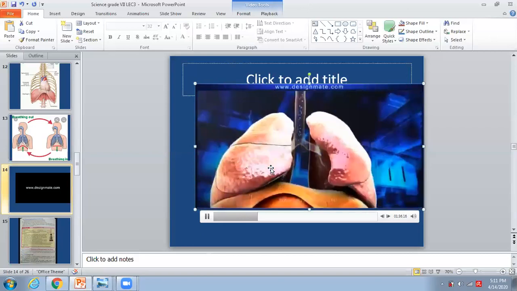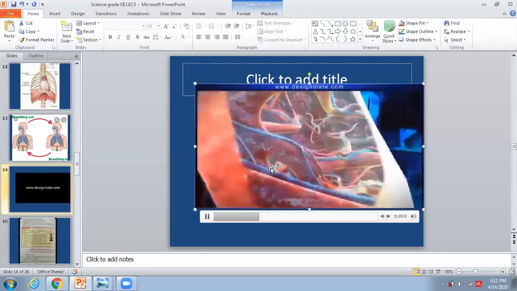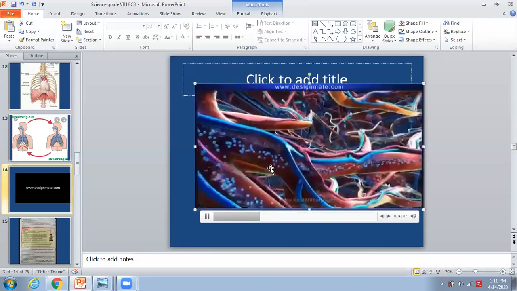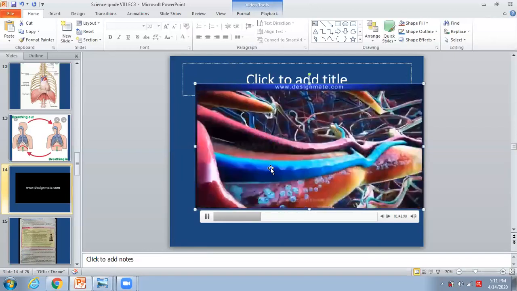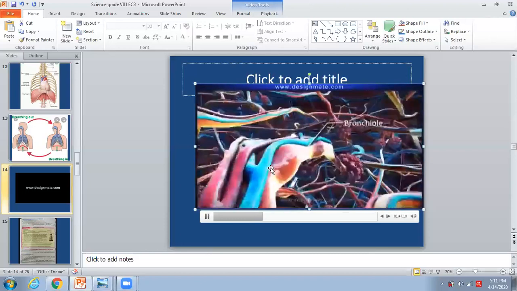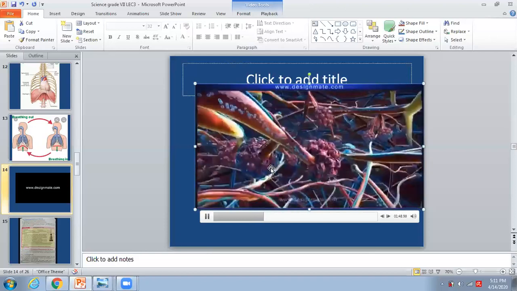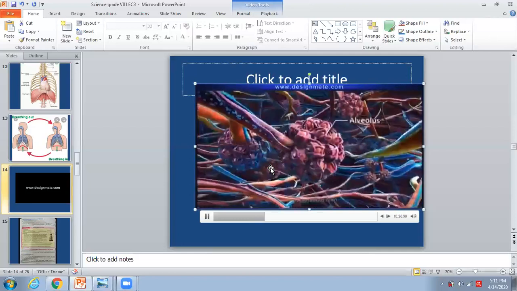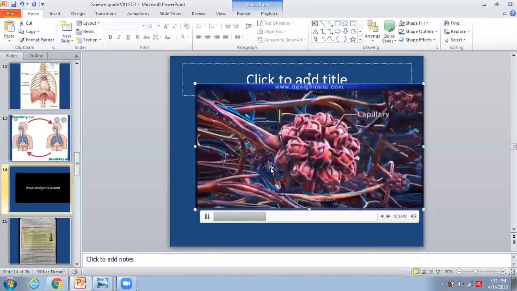From each bronchus, oxygen travels into the lungs. Within the lungs, the bronchus divides repeatedly to form bronchioles. Oxygen travels through these bronchioles and reaches the alveoli, each of which is surrounded by a network of capillaries.